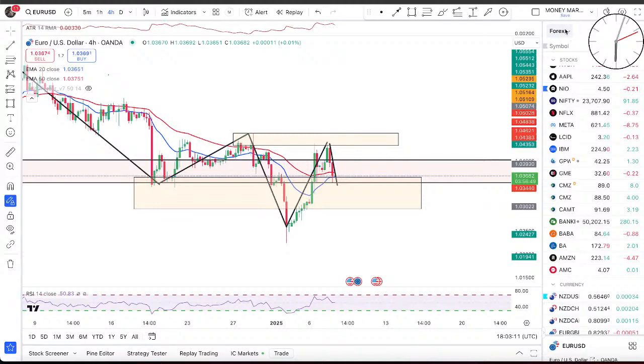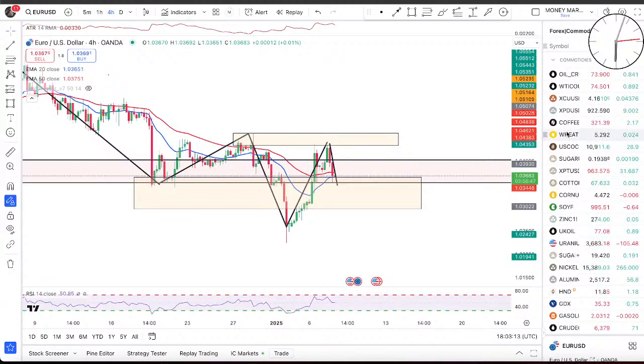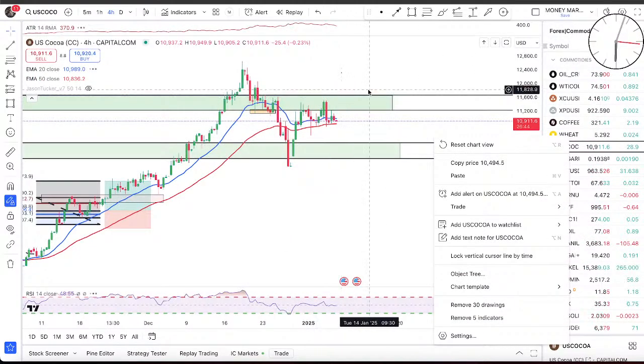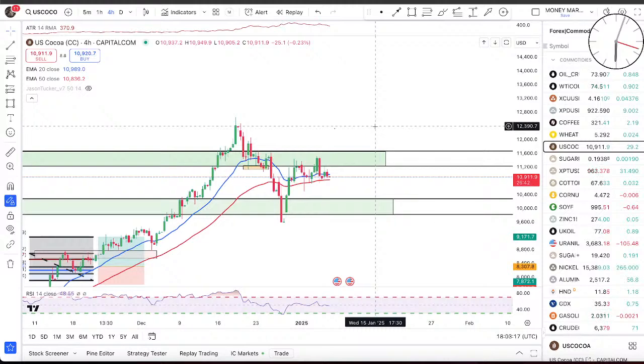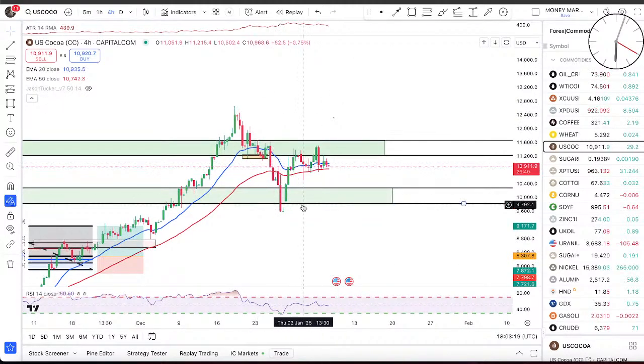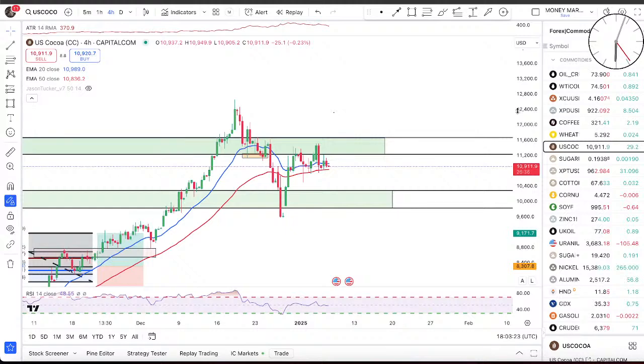Cocoa, yeah, sure. Cocoa for now is very bad price action. It's just ranging from this zone to this zone. It's not even in the sell and not even in the buy. So I don't like this type of market.